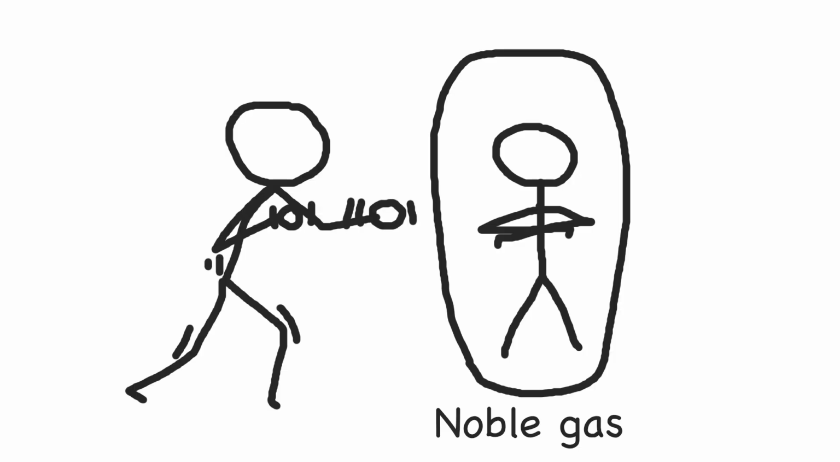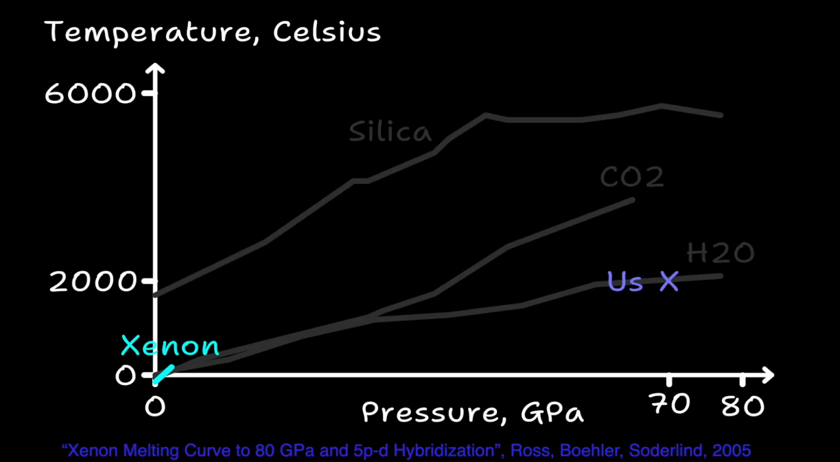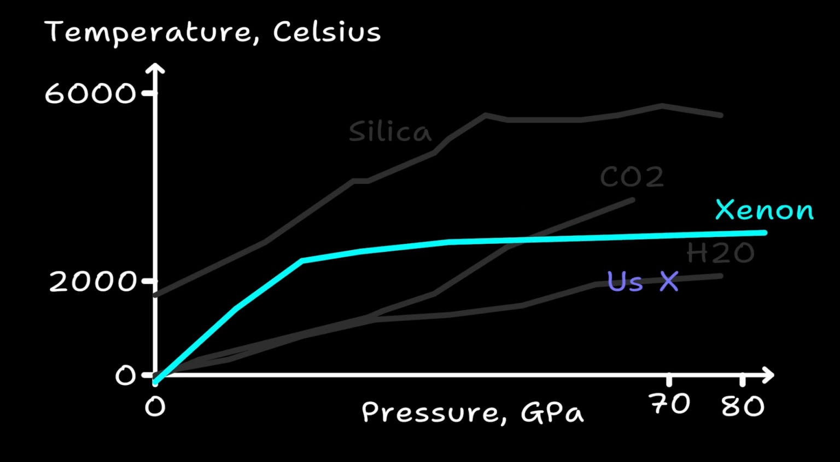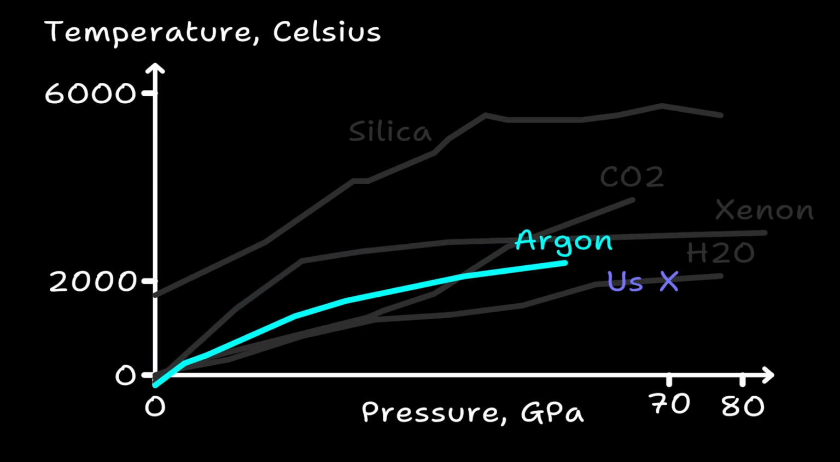Let's have a look at noble gases next. So noble gases don't really react with stuff. That sounds a lot better than using liquid fire. Let's check xenon first. Here's the melting curve for xenon. Oh, okay, no go. Alright, let's check argon. Oh, okay, so argon will be solid too.